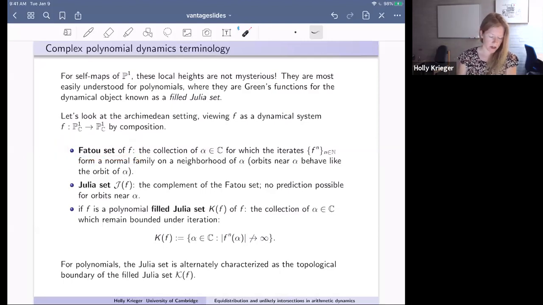So I'm going to define what are sort of the basic objects of dynamical study, at least in complex dynamics of the Riemann sphere. The Fatou set of the map is the collection of points, formally, on which the iterates form a normal family. But if it's been a while since that complex analysis, all I mean is that the orbits under iteration behave the same as they do at alpha on a neighborhood of alpha. So we have stable behavior under iteration in the long term. That's the Fatou set.